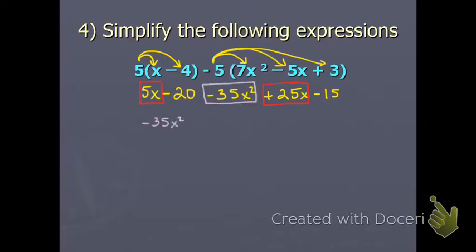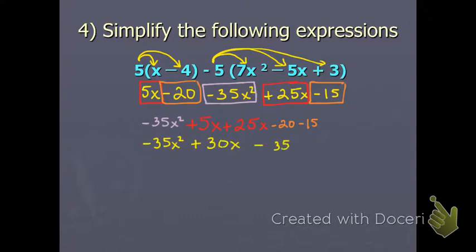Find our largest exponent, write it down. Find our like terms of the next highest exponent, write them down. Find our next like terms, write them down. And then simplify the entire thing. You get 35x squared plus 30x minus 35. I hope you got that right. It shows that you're on your way.